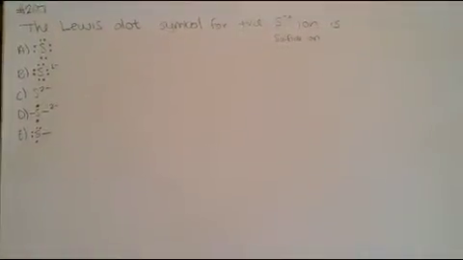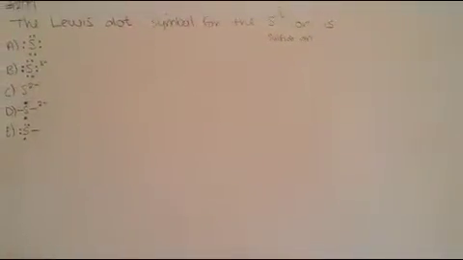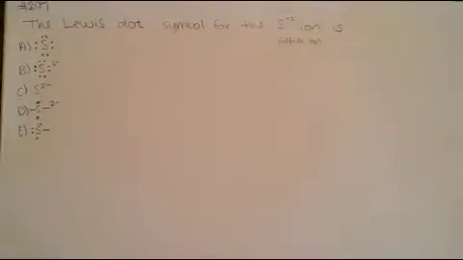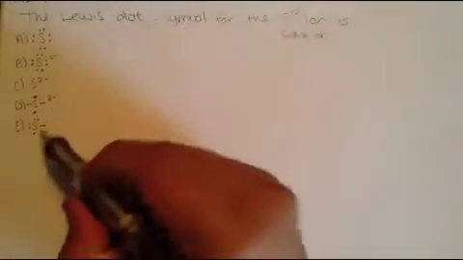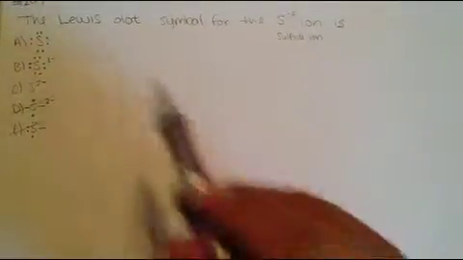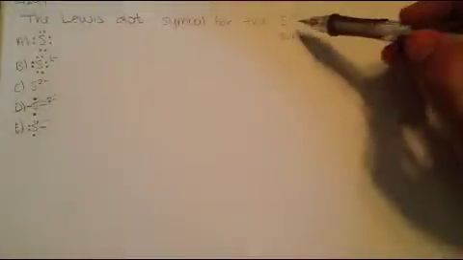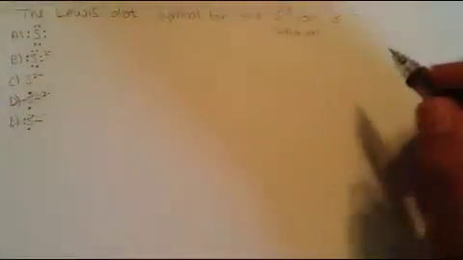For this particular problem, they want to know the Lewis dot symbol for the S-2 ion, or sulfide ion, and they give you these answer choices. Right off the bat, you know that this answer choice is wrong, as well as this one, because these represent bonding. This is not bonding with anything, so you know that you're only going to have electrons flying around your ion.